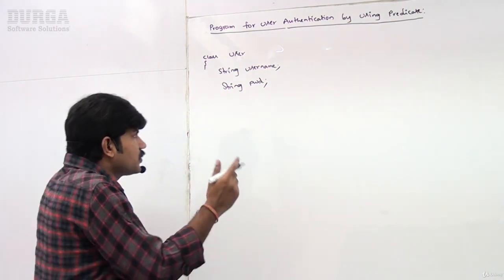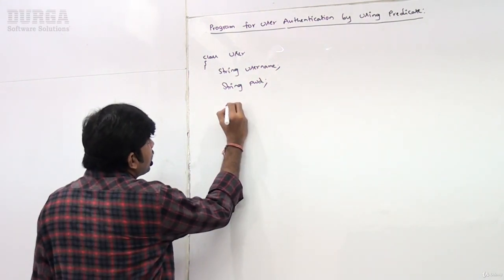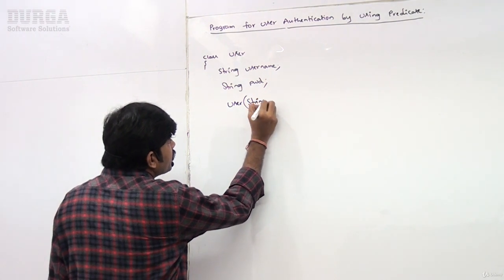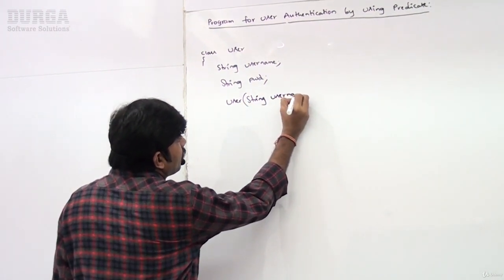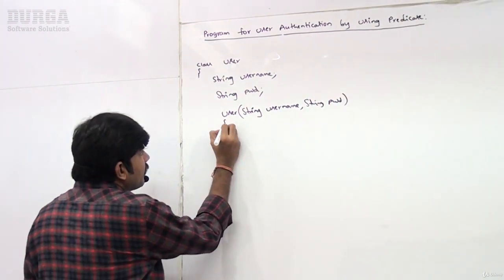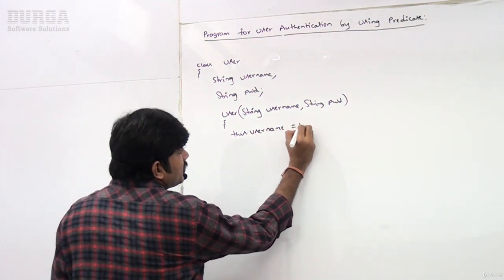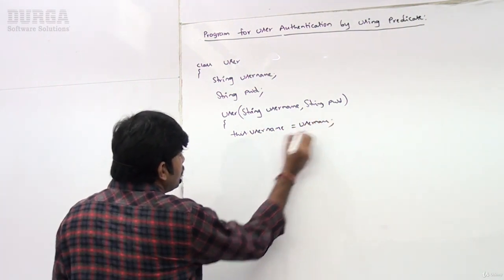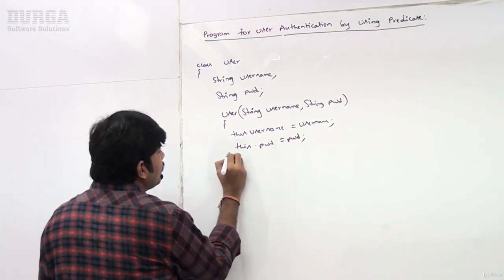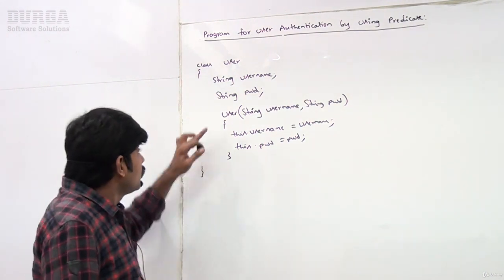Next, to create a user object, whenever you are creating a user object, the constructor must be invoked. That's why I'm taking a user constructor with string username and then string password. this.username is equal to username, and this.password is equal to password. That's all. This is a small user class. Every user has a username and password.